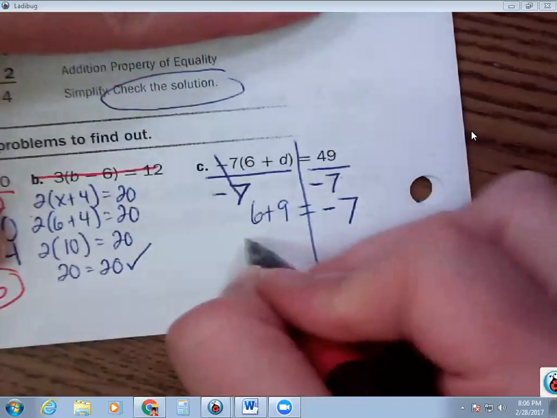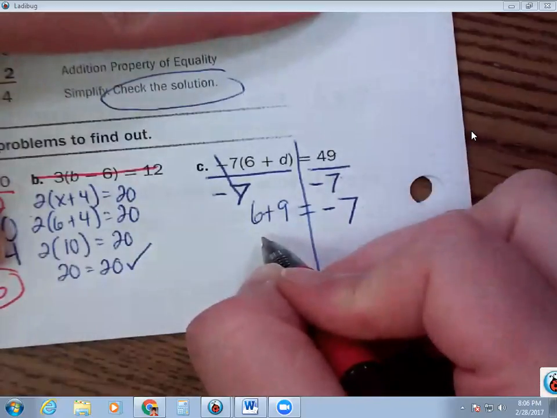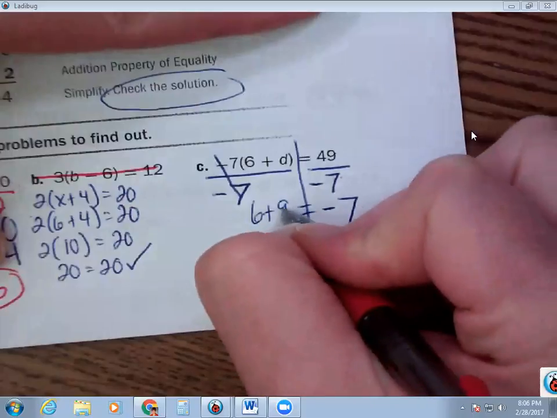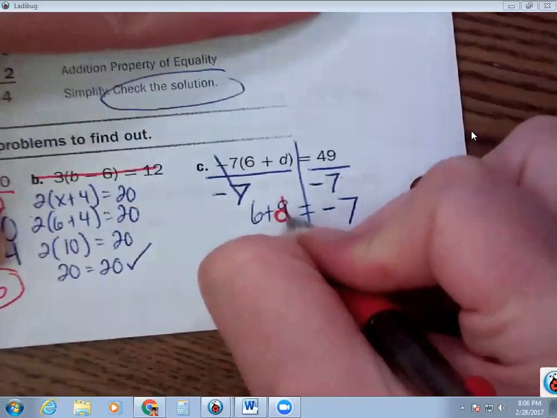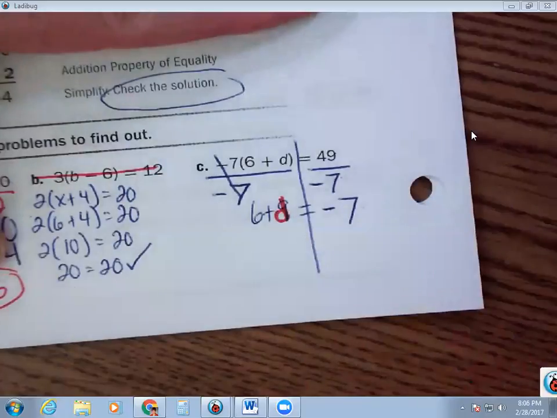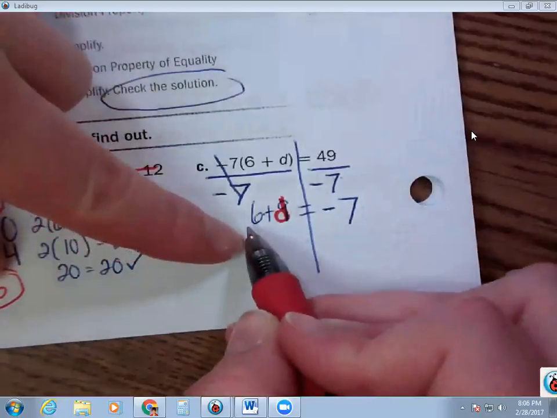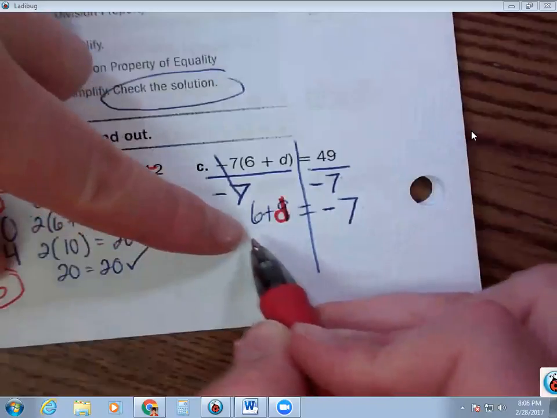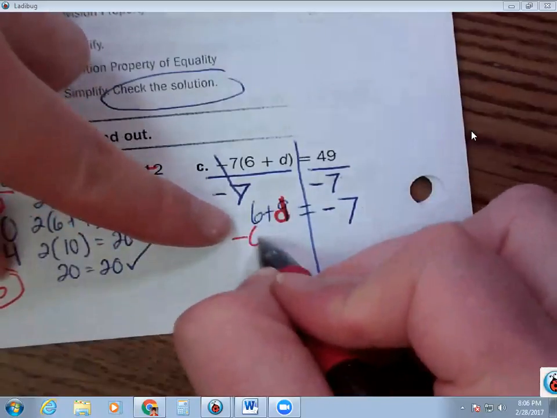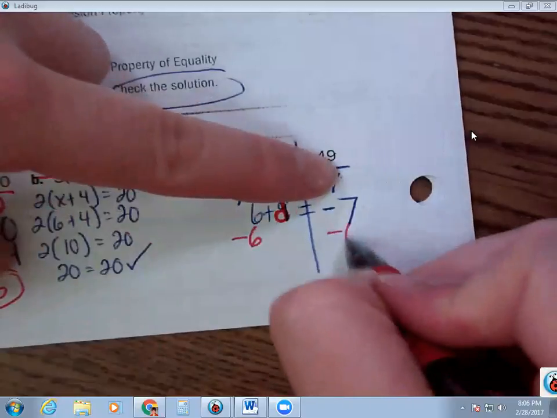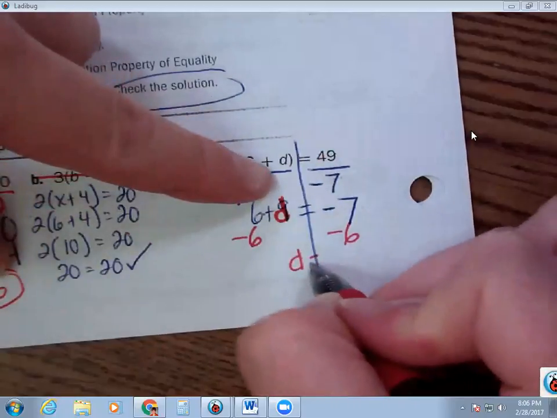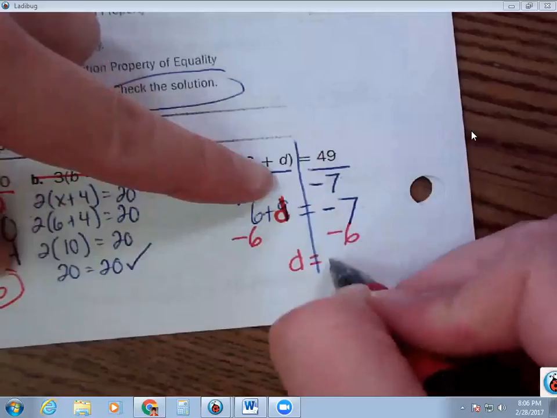Now I can get rid of, I think this is supposed to be a D, not a 9. I was like, where's my variable? There it is. So sorry. So because my variable's right here and my constant is out here, I need to subtract my constant. So let's subtract 6, because that's a positive 6, from both sides. And I get d equals negative 7, negative 8, 9, 10, 11, 12, 13.